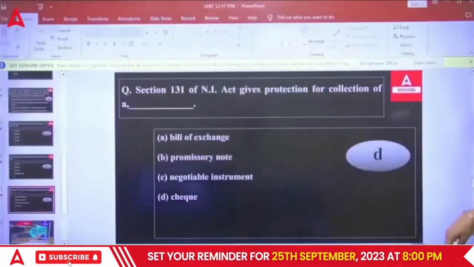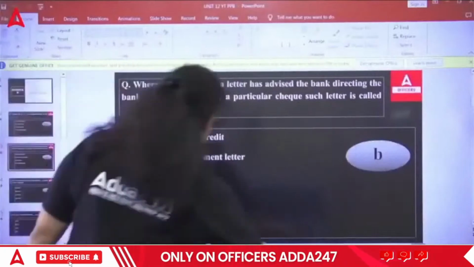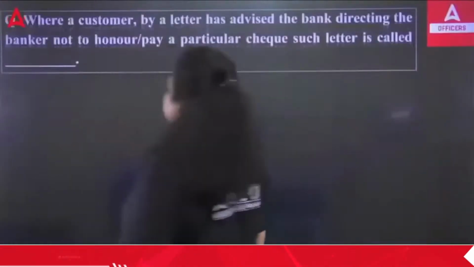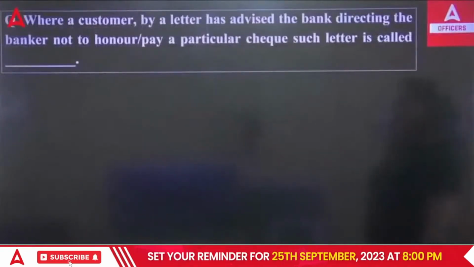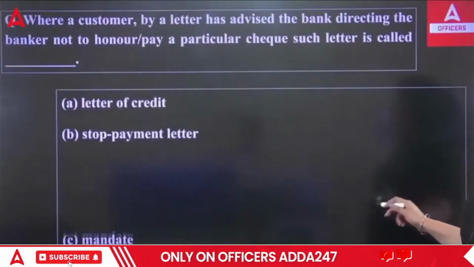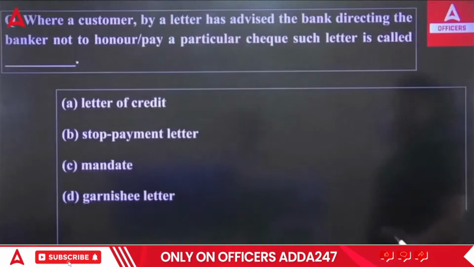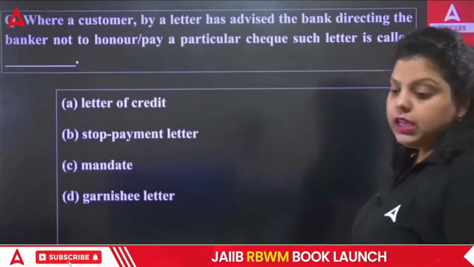Now, let's move forward to the next question that is talking about this. Where a customer, by a letter, has advised the bank, directing the banker not to honor or pay a particular check, such a letter is called dash. Letter of credit, stop payment letter, mandate, or garnishee letter. Which of the following is correct? A, B, C, or D?